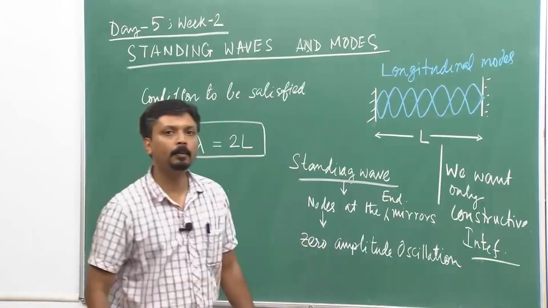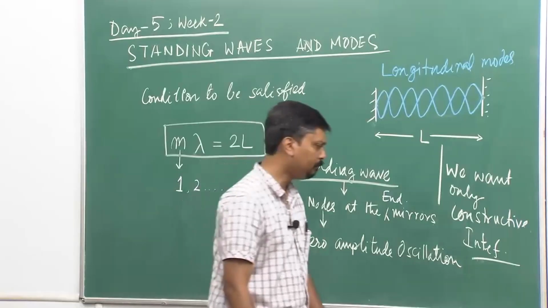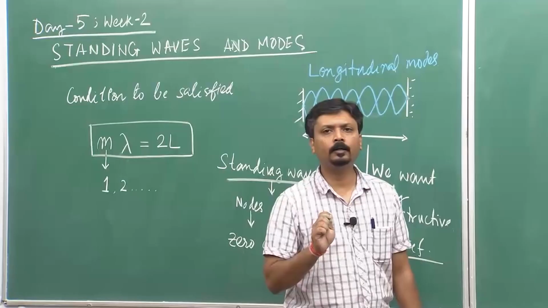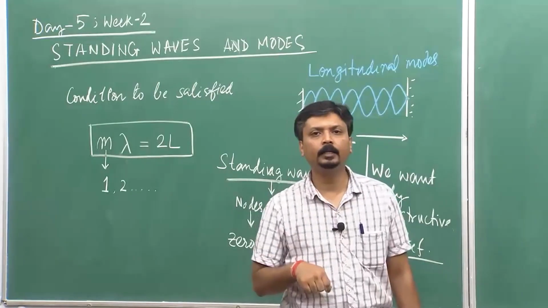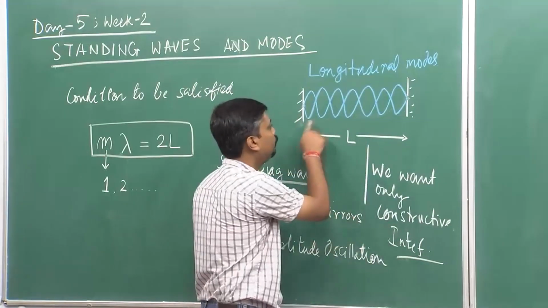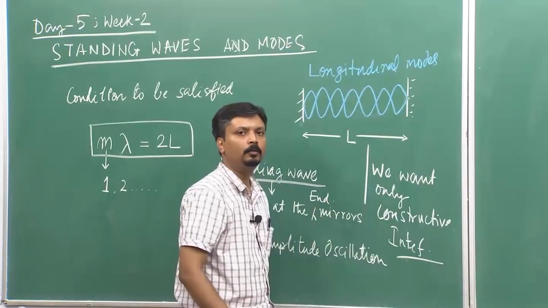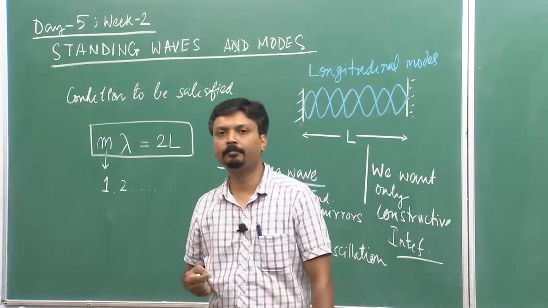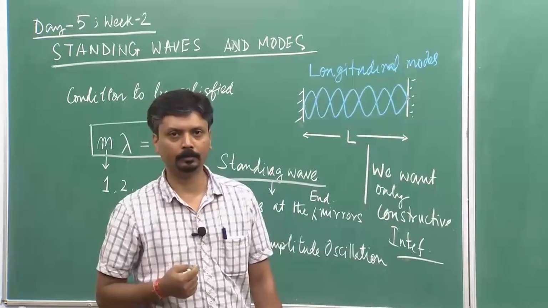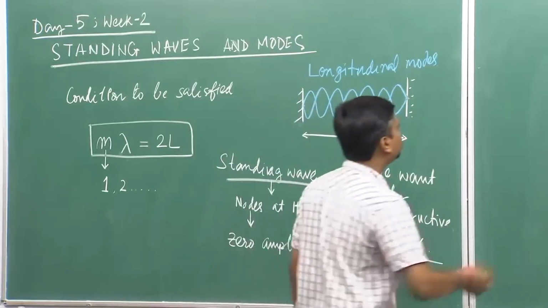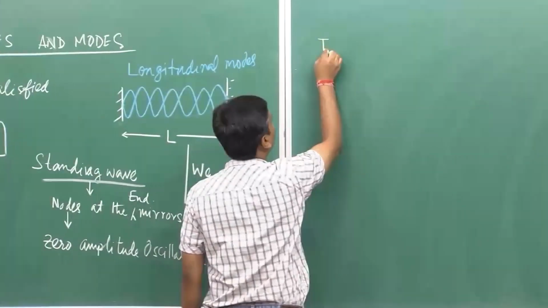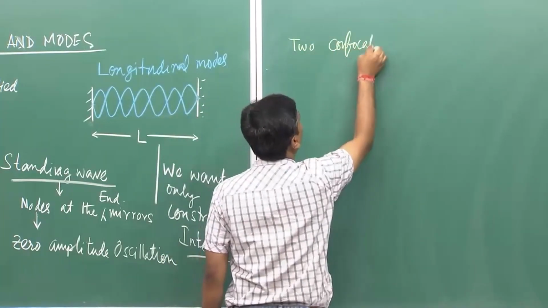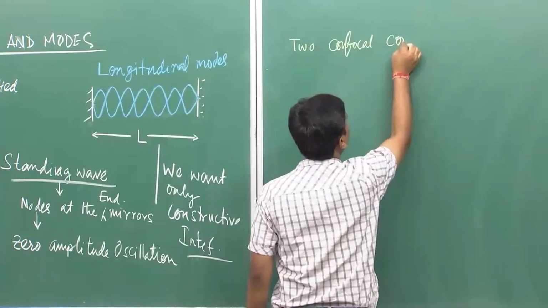Now, this problem can be arrested if we create the cavity, instead of using two flat parallel mirrors, using two concave confocal mirrors. So, we can use two confocal concave mirrors.